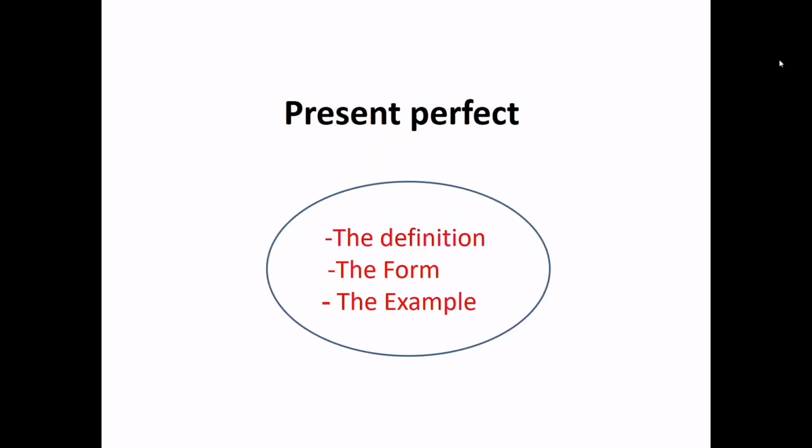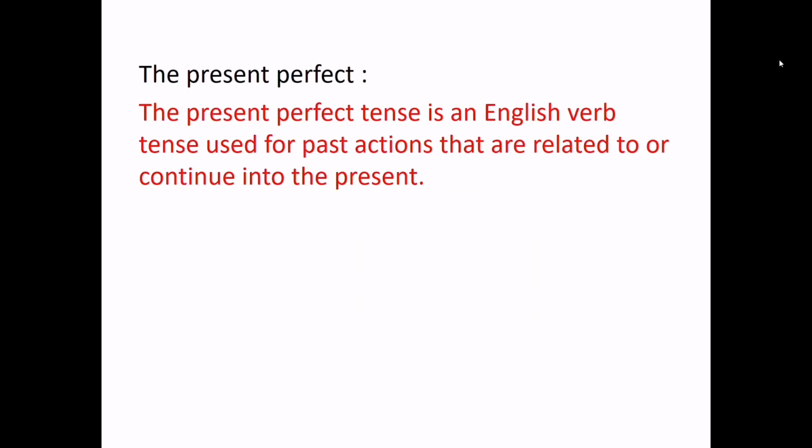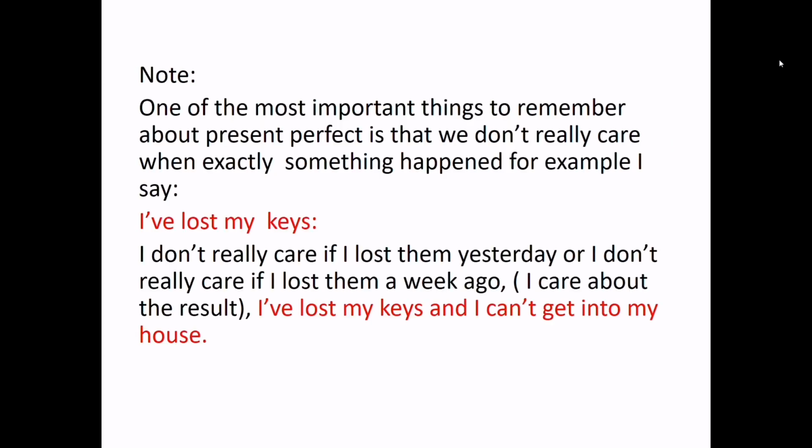Today I will explain the present perfect, and it includes the definition, the form, and the example. Now we have the present perfect. The present perfect is an English verb tense used for past actions that are related to or continue into the present. We have a note here.